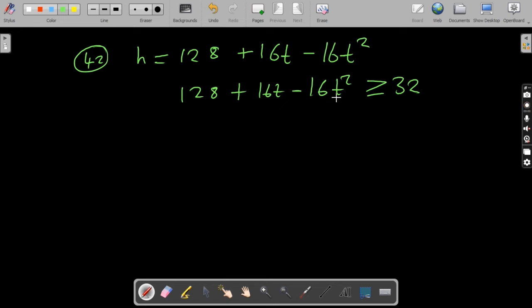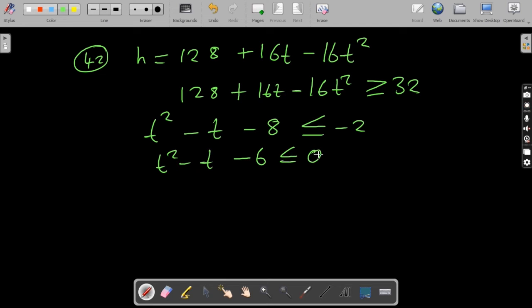So now if I divide everything by -16, this portion will be t squared, and that will be -t, that there will be -8. This sign will change to that, and on this side I have -2. Moving this -2 over to this side becomes positive, which means that constant will now be -6. And now we can factorize this.